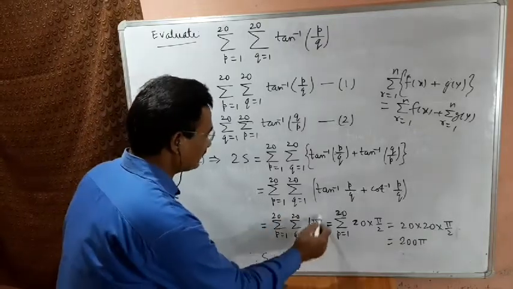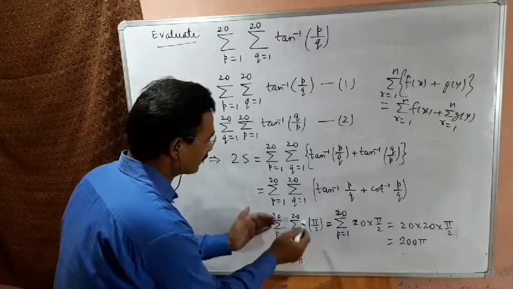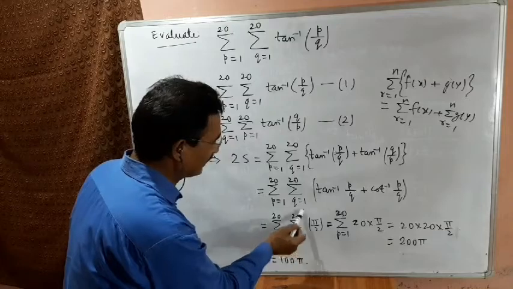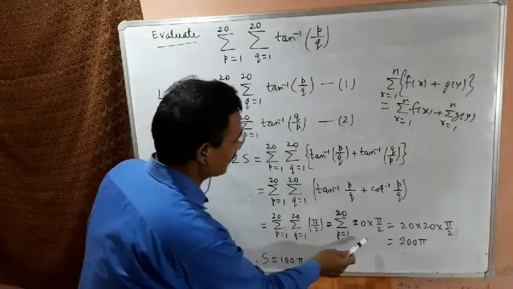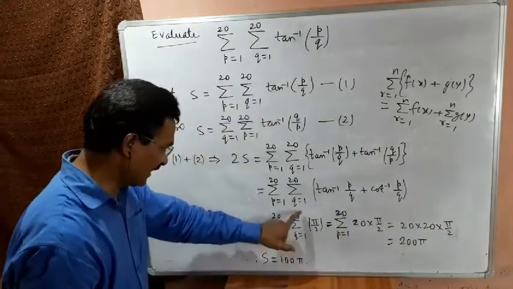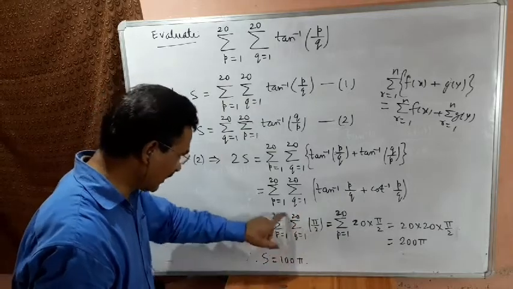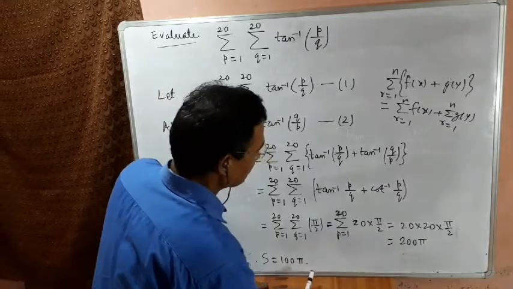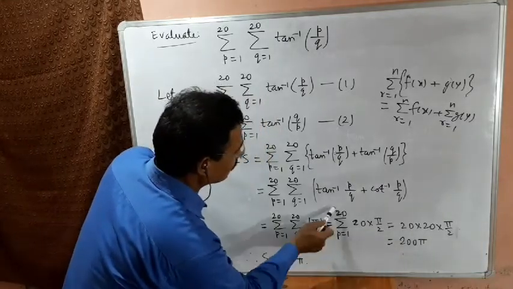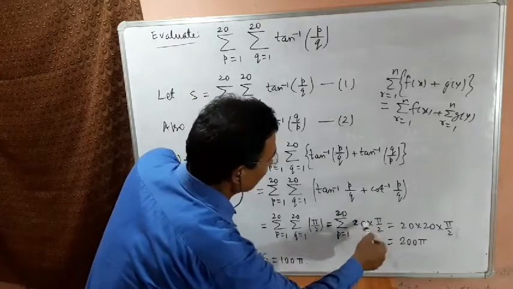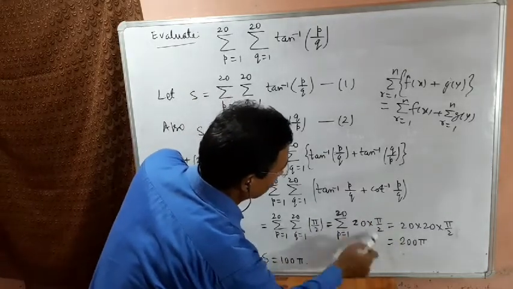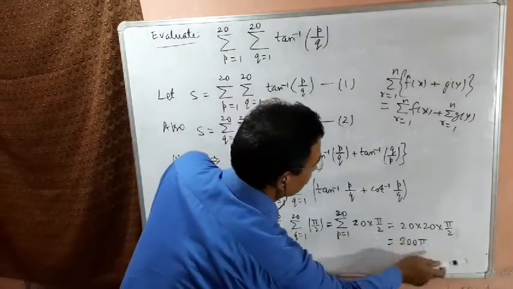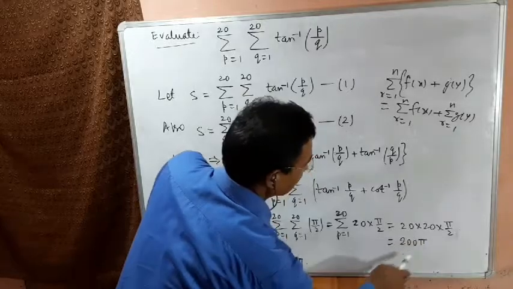We operate this sigma first, Q equals 1 to 20. Every time this will give pi by 2, pi by 2, pi by 2. How many times? 20 times. So this will be equal to 20 times pi by 2. This sigma has been operated. Now we have to operate the other sigma over 20 into pi by 2. Again P from 1 to 20 will give every time 20 into pi by 2, 20 times. Therefore 20 into pi by 2 into 20.